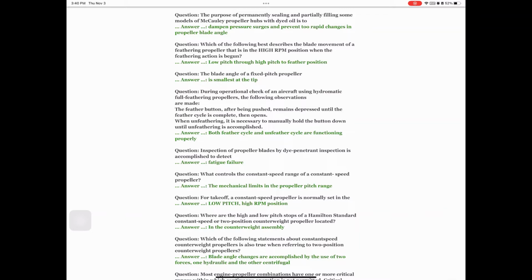Question: during operational check of an aircraft using hydromatic full feathering propellers, the following observations are made: the feather button, after being pushed, remains depressed until the feather cycle is complete, then opens.